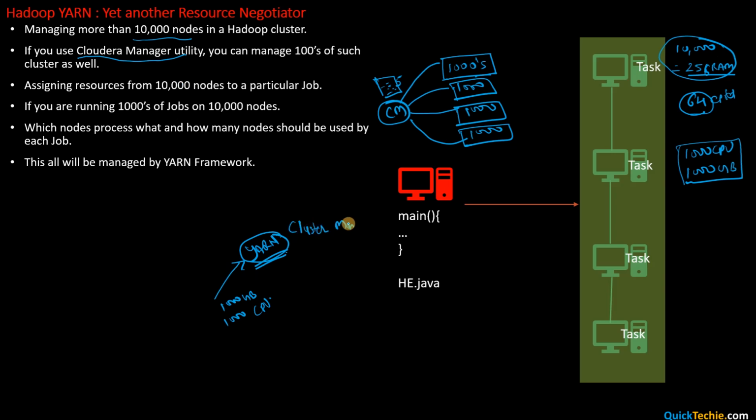Even if you are using Spark, you would be using Yarn if you wanted to run your job across different machines and for management. So Yarn is the one. If you are running thousands of jobs on 10,000 nodes, etc., all this management of job allocation, resource allocation, task allocation is happening using this: which nodes process what and how many nodes should be used by each job. This is all the responsibility of Yarn. This will be managed by the Yarn framework. So that is what it is basically.